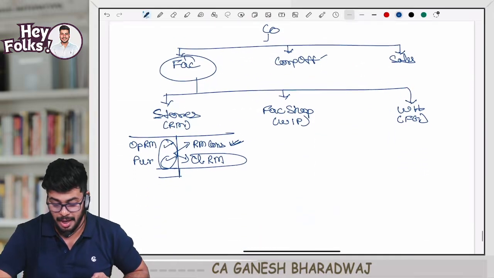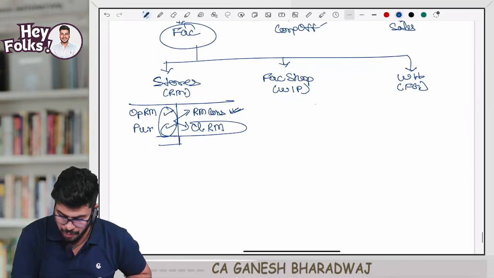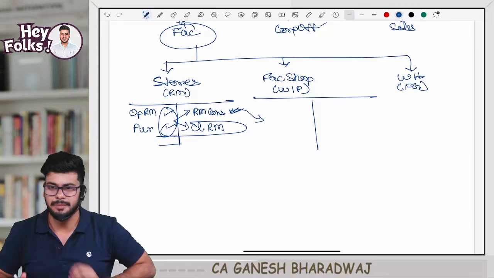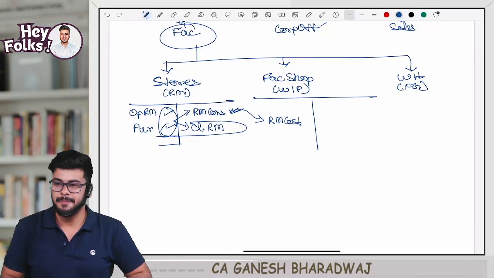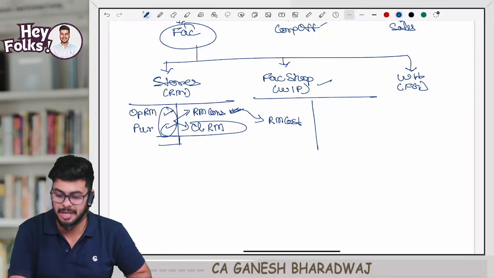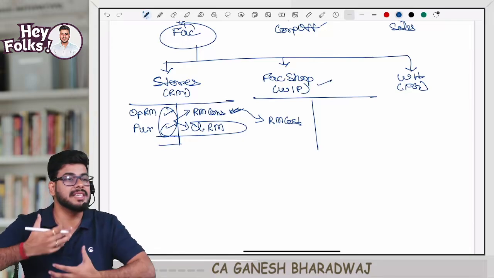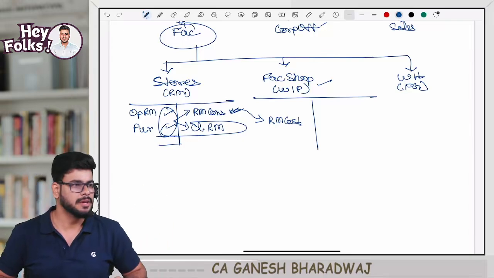Now, what happens to the raw material consumed? Obviously, you won't remain idle. You will insert it into your machine. So this raw material consumed enters into your machine. This is actually your factory shop where the work happens in progress. Agreeing with me, guys?